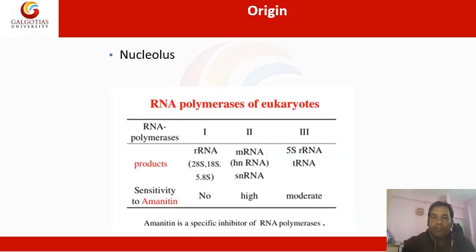Let's talk about the origin of these ribonucleoprotein particles. If we see the eukaryotic cell, there is a different location for the origin of these particles. The ribosomal RNA is mainly synthesized in the nucleolus region present within the nucleus in the eukaryotic cell, and all the major fractions of these ribosomal RNA are formed by RNA polymerase first.